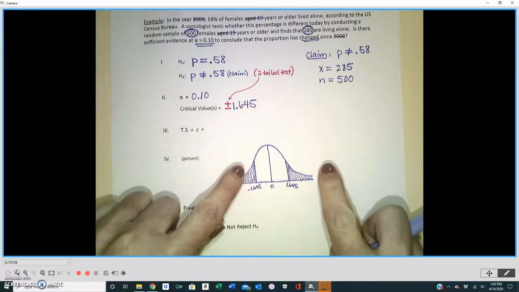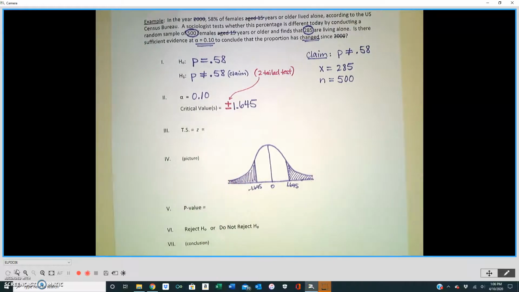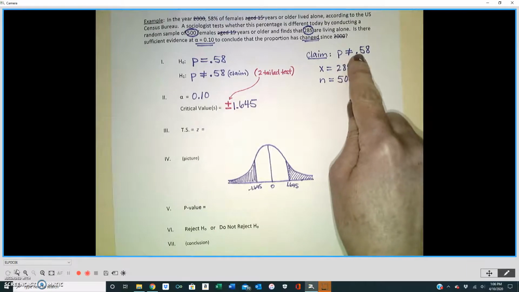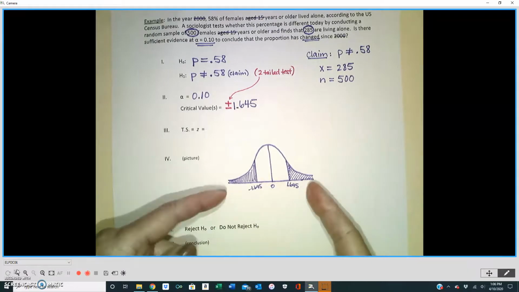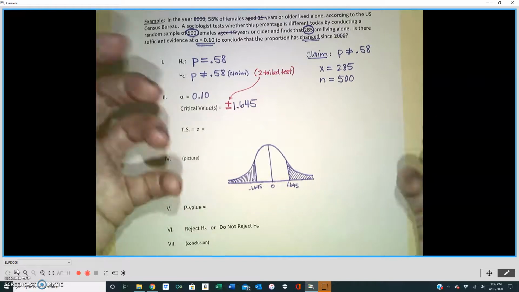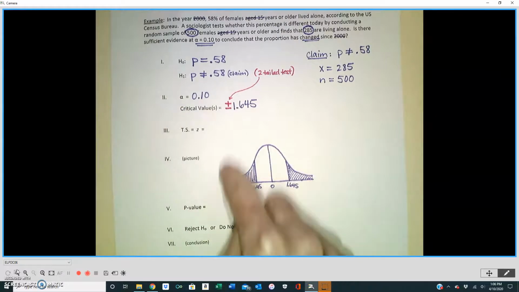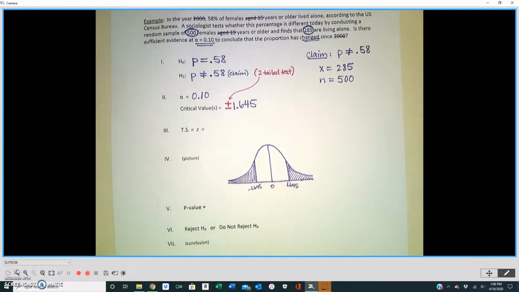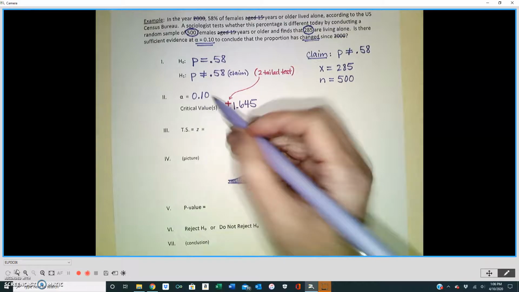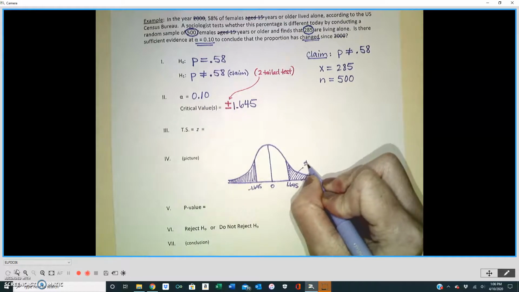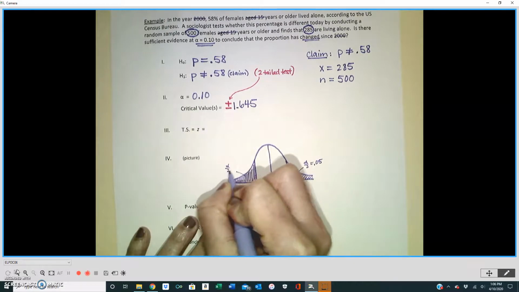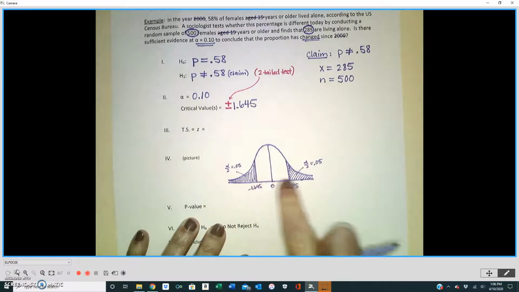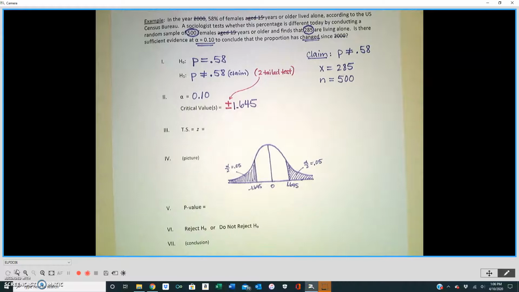We need two rejection regions. We have to have one weighting on both sides because they were non-committal. They said not 0.58. Well, what if it ends up bigger? Or what if it ends up smaller? Well, we have to be ready and waiting on both sides. We're ready to catch that test statistic wherever it might fall. So that's what two-tailed tests do. They give you half of alpha here and half of alpha here. So if alpha is 10%, then this side would be 5%, and this side would also be 5%. And so you have 10% total rejection area.